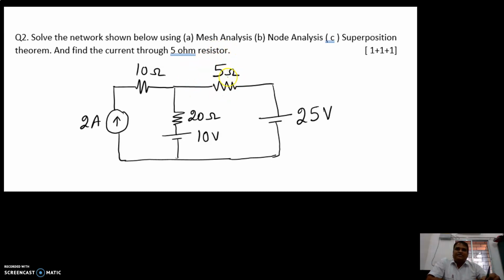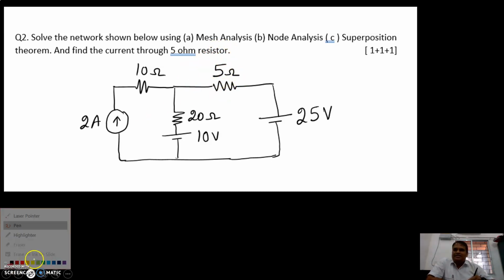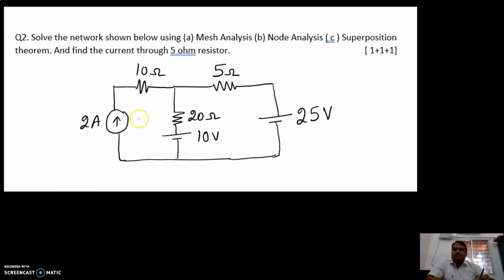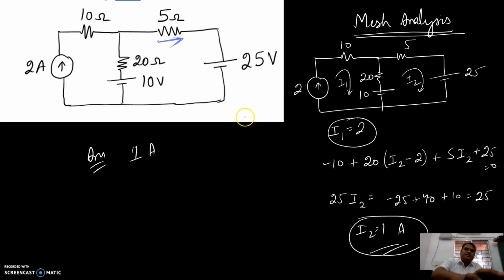Solve using mesh analysis. If you use mesh analysis and solve, it can also be easily solved. Only thing you have to find is a current through this, and you can find I1 is equal to 2 directly, and you just need to find a KVL across here. Let us see. Yeah, it is done over here.